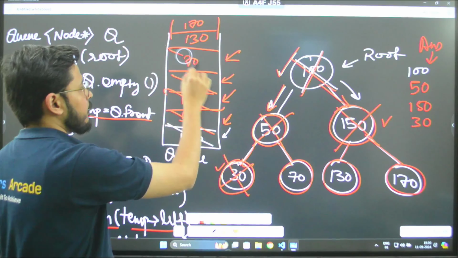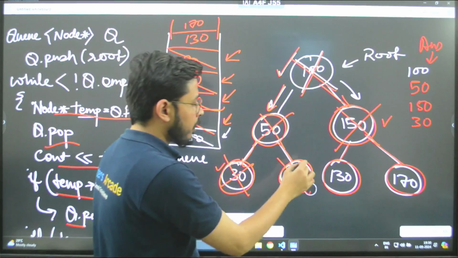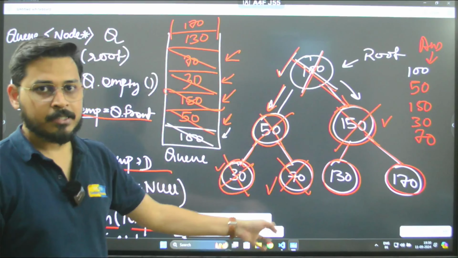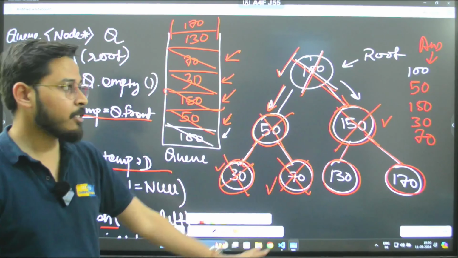Next front is 70. Pop that out, print it out. And then check if 70 has a left or right child. There is no left and right child, so rinse and repeat.